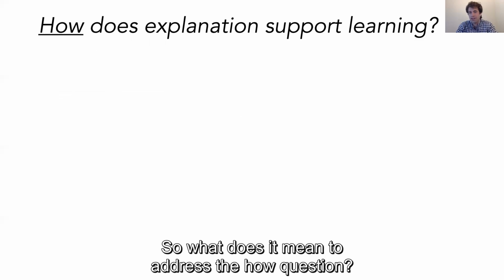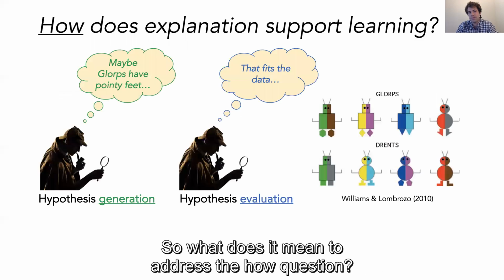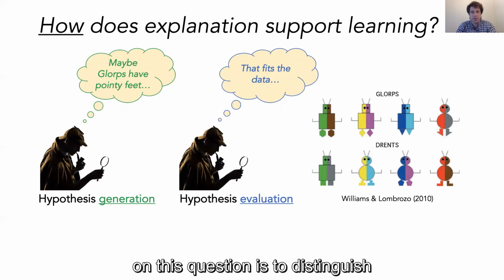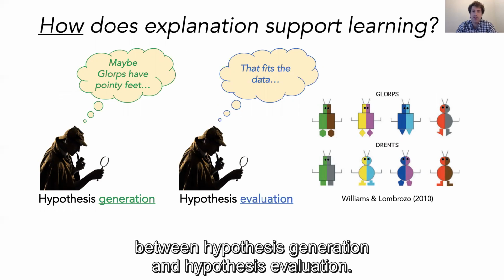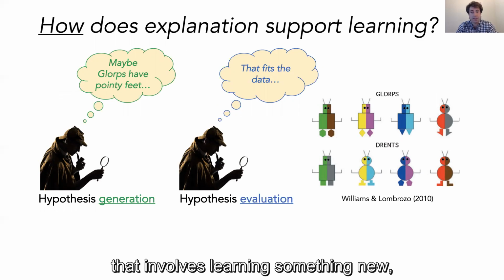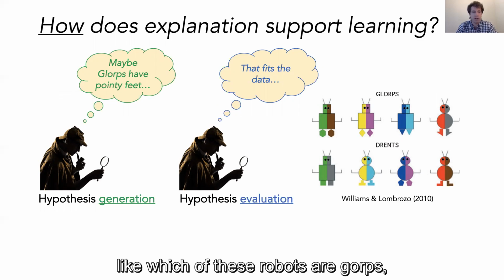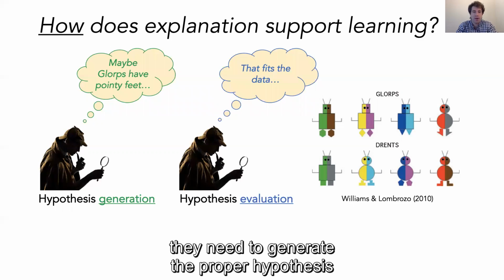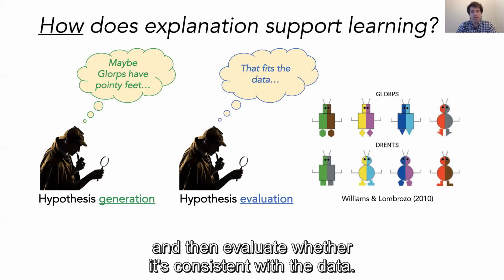So what does it mean to address the how question? Well, one way to make some theoretical headway on this question is to distinguish between hypothesis generation and hypothesis evaluation. So if people are performing a task that involves learning something new, like which of these robots are glorps, they need to generate the proper hypothesis and then evaluate whether it's consistent with the data.